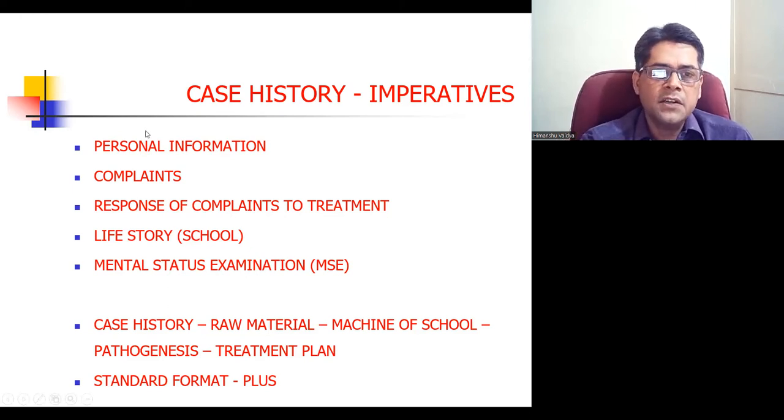And the case history form has these 5 elements. Part 1 is personal information. Part 2, complaints. Part 3, response to complaints. Part 4, life story. Part 5, mental status examination. So these are the 5 parts of any case history, and we should always have 10 to 15 photocopies of a case history form to record the case history ready with us.